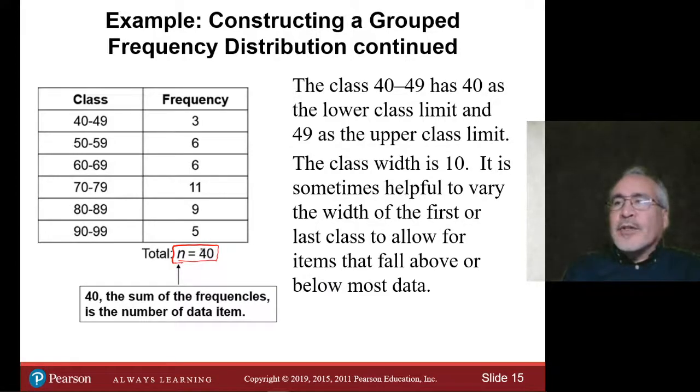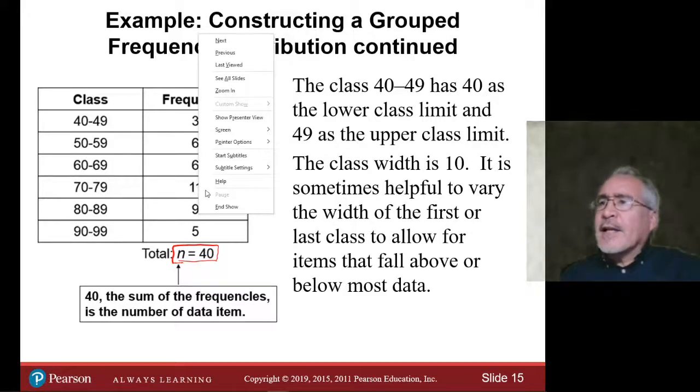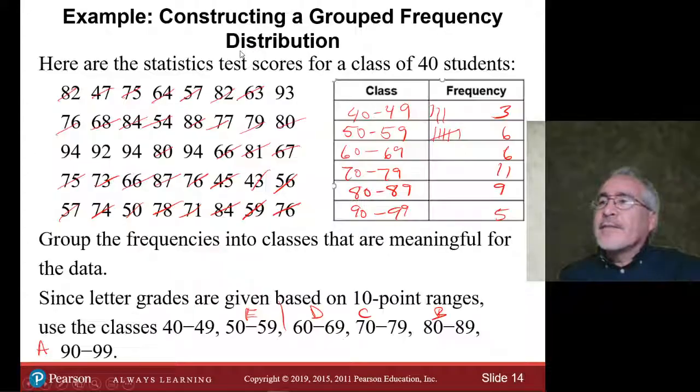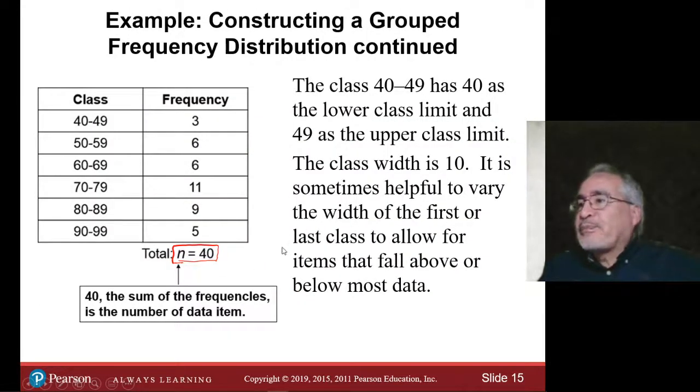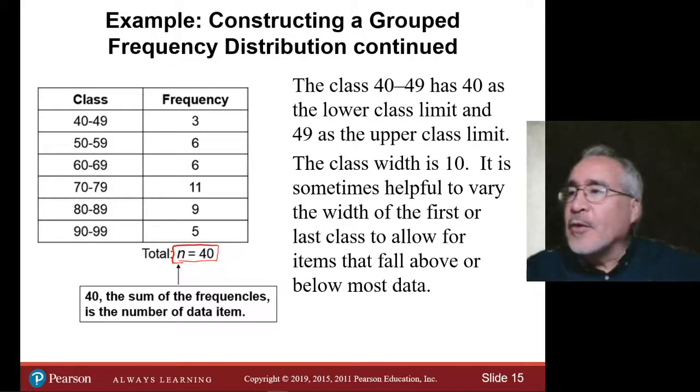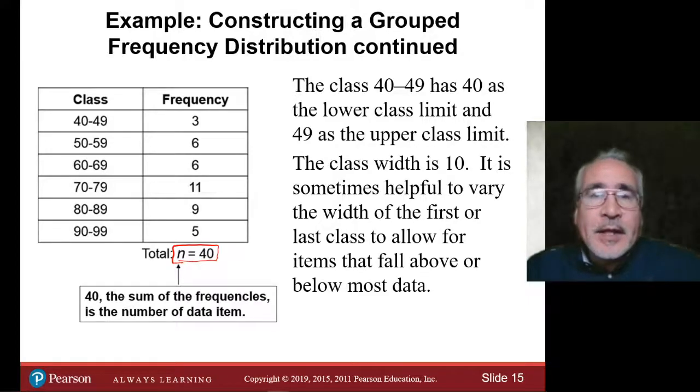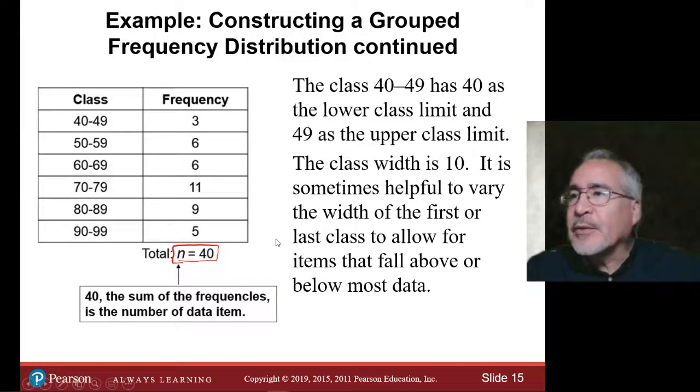That's always a good way to do your frequencies: when you're done, add them together. Make sure you got your 40, got all of them: 5, 9, 11, 6. Let's go back. 5, 9, 11, 6, 6, 3. 6, 6, there. We got them all. So you'll be asked in the homework, I believe, to make a frequency chart. That's how you go about doing it.